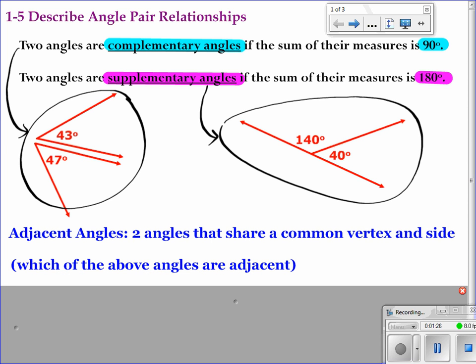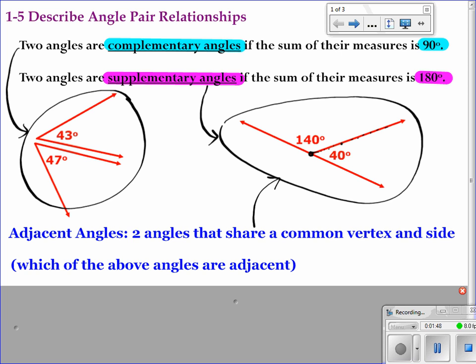Adjacent are two angles that share a common vertex and a side. So right here we have a vertex and a shared side. So these ones are the adjacent angles. These ones are not touching, so they're not adjacent. The homework is going to ask you if something is adjacent or not. Well, this is a picture showing yes they are or no they're not.